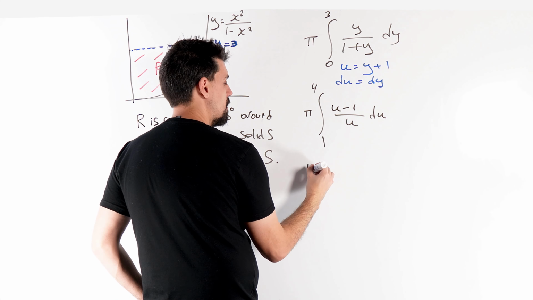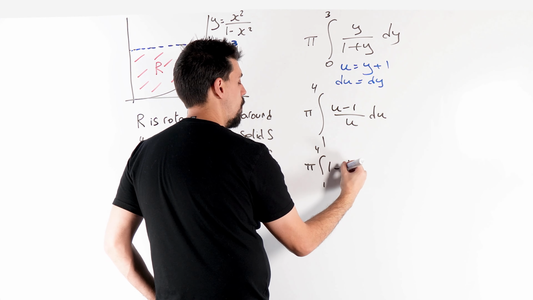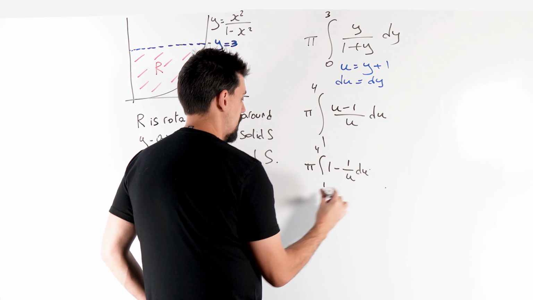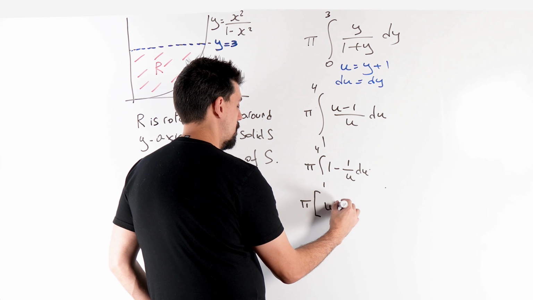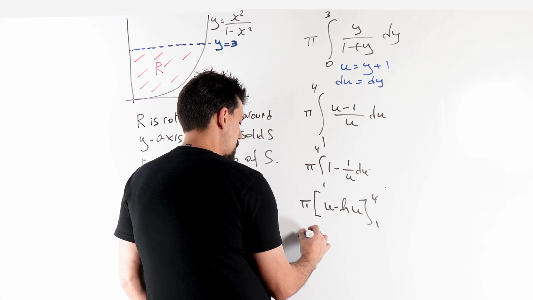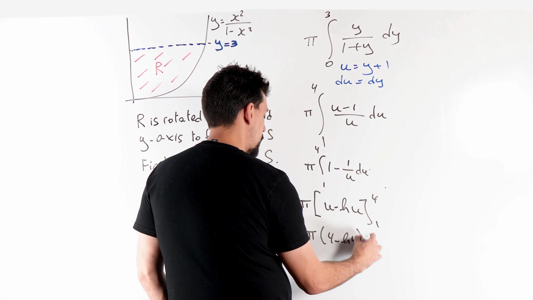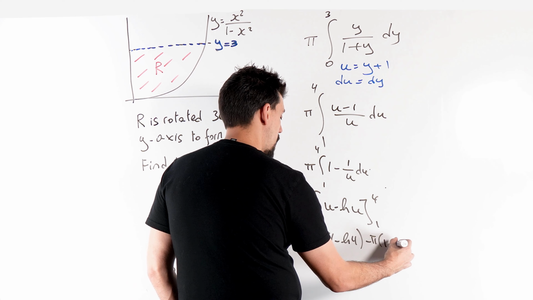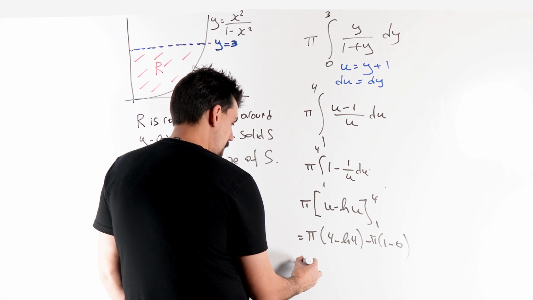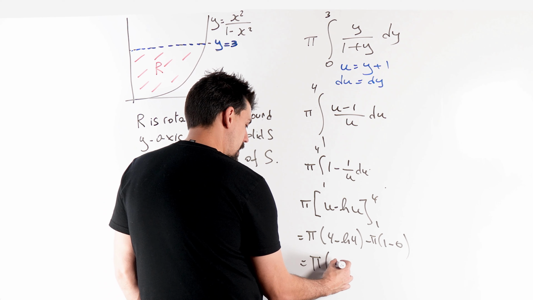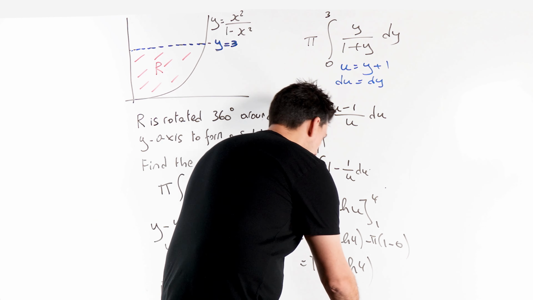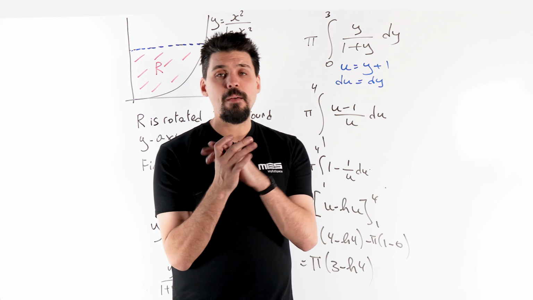So if we split this up, that's 1 minus 1 over u du, which is u minus ln u between 1 and 4, which is pi times 4 minus ln 4 minus pi times 1 minus ln 1, ln 1 of course being 0. So if we tidy all this up, we end up with a volume of pi times 3 minus ln 4. A little bit more to do there than we would have originally thought.